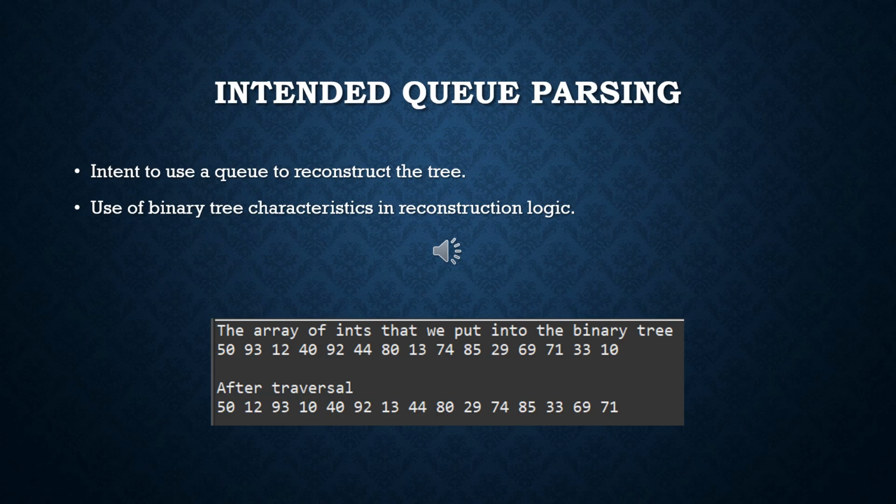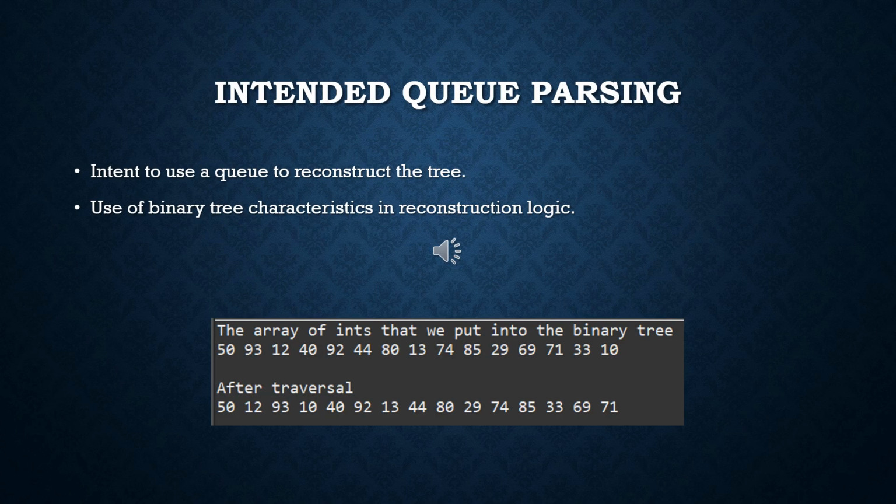Intended queue parsing. We intended to use a queue to reconstruct the binary tree after our traversal algorithm, and we were going to use both the logic from the algorithm and the binary tree's characteristics in our reconstruction logic. Down below, we have an example of an array of ints that we use to first construct the binary tree. Then we ran it through our traversal algorithm, and that gave us a queue that you see below that, the after traversal queue. And based on the logic, we know that the first element in the queue is the root.